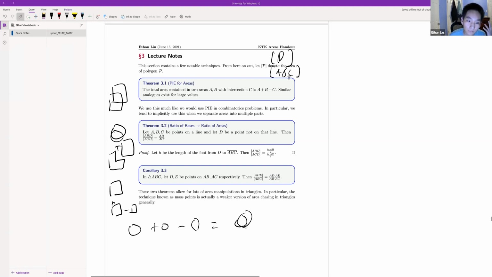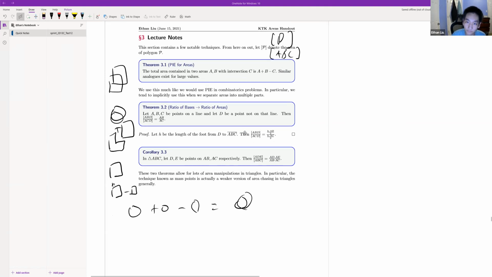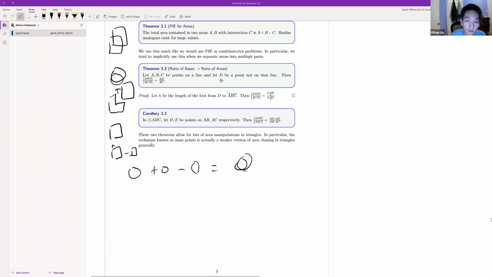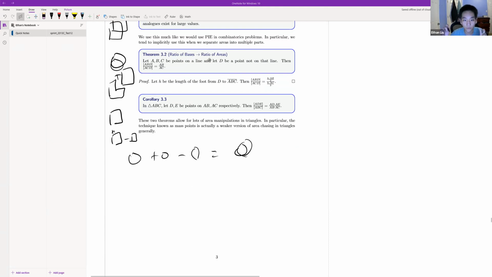Yeah. So this is the first important areas thingy that you will need to use in practice. Then there's the ratio of bases to ratio of areas, quote unquote theorem. For example, if we have some points on a line, call them A, B, and C, and we have a point D here, then the ratio of the area of ABD to ACD is simply AB over AC.